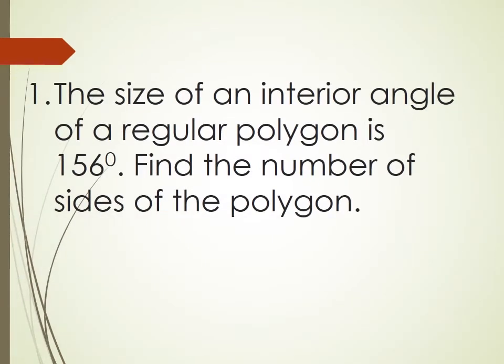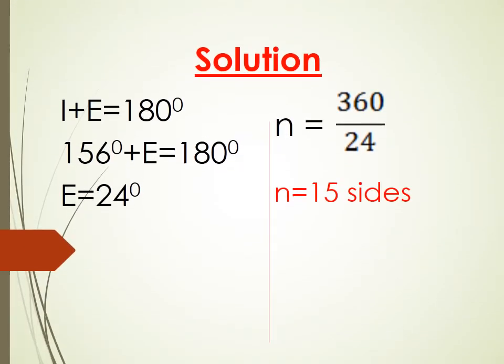Example 1. The size of an interior angle of a regular polygon is 156 degrees. Find the number of sides of the polygon. Solution: I plus E is 180 degrees, and then 156 plus E is 180 degrees, because we are told that the interior angle is 156 degrees, and then E is 24 degrees. N is equal to 360 over 24. N is equal to 15 sides.